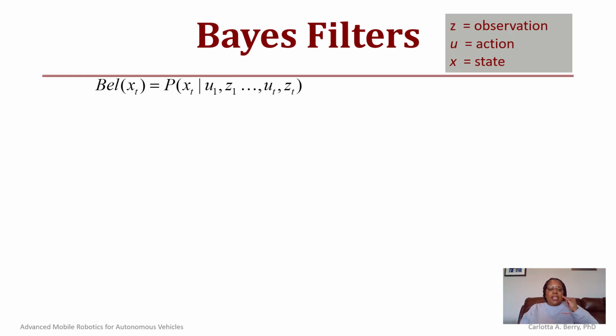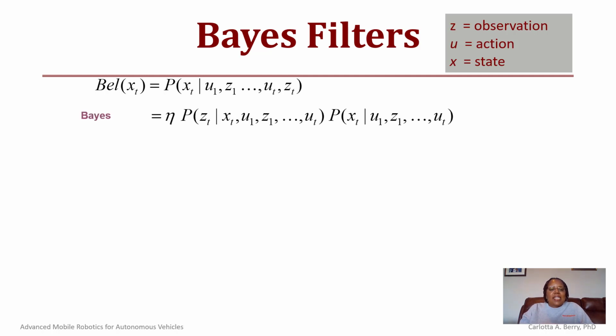And so we call these Bayes filters, where we have the observation z, the action u, and the state x. So the belief that I am in the current state xt is the probability I'm in the current state xt given u1, z1, and so on, where that is all of my inputs and my sensor measurements up to that point. Then we simplified this by using our normalization constant, where we multiplied the probability of the sensor measurement at time t given x and u and z up to time t, and the probability that I'm in state xt given u and z up to time t.